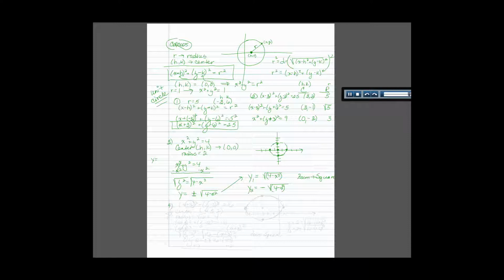Alright, let's go to example 4. It says graph the equation (x plus 3) squared plus (y minus 2) squared equals 16. Well, what do we know from that? We know the center is the point (negative 3, positive 2). Look right here. And we know the radius is the square root of 16, which is 4.